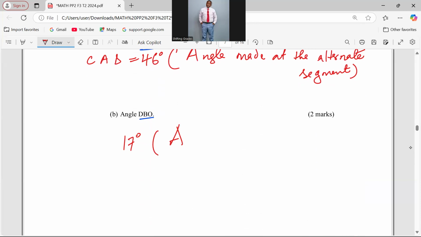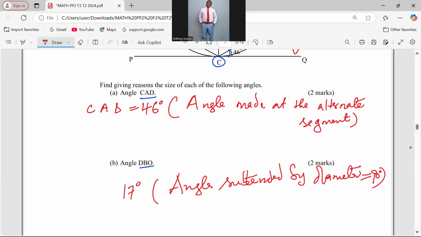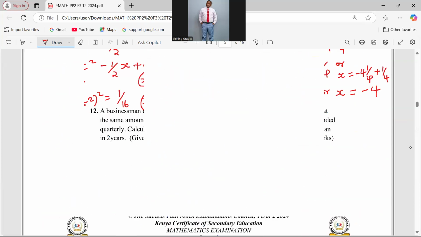Reason being, the angle subtended by a diameter is usually 90. The angle subtended by a diameter is usually 90.